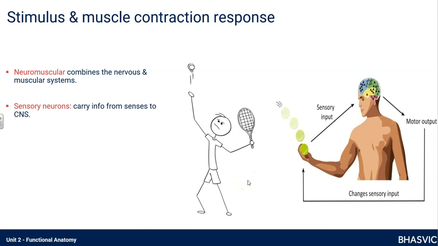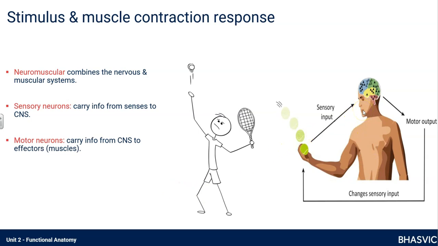We take sensory information in from our senses. So, for example, the tennis player might be watching the ball in either of these examples. The eyes act as senses, and the information about the ball is sent via sensory neurons to the brain. So sensory neurons carry information from senses to the central nervous system. Central nervous system is our brain and our spinal cord.